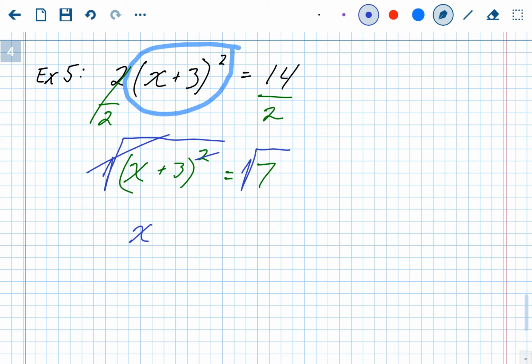Leaves you with x plus 3 on the left, equals the square root of 7. The square root of 7 isn't a whole number. It's actually an irrational number because 7's prime. So we can't put a number there. We're just going to have to leave it as the square root of 7. Or rather, since we get positive and negative answers, it's plus or minus the square root of 7. Okay, so you can't simplify that.